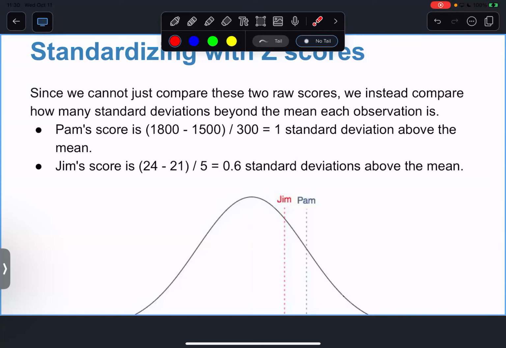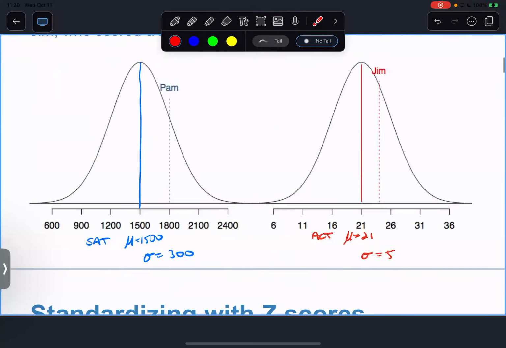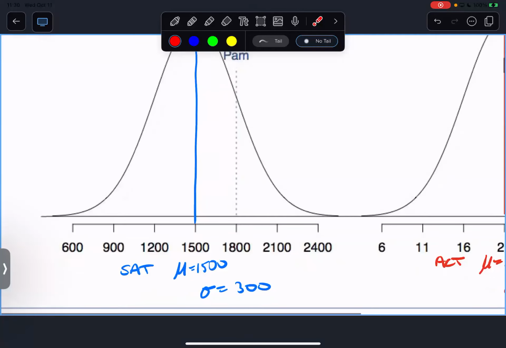Even without this showing here, right? Let's go back to where we were here, for example.